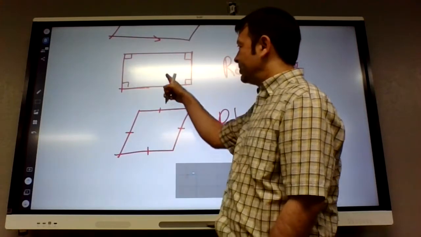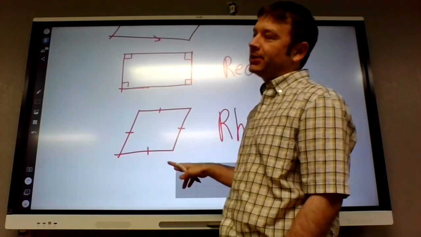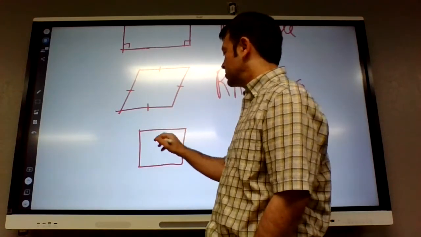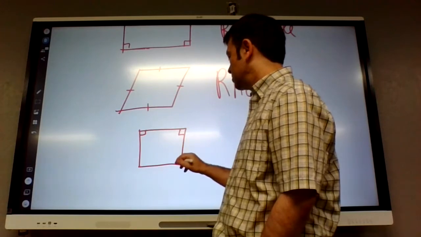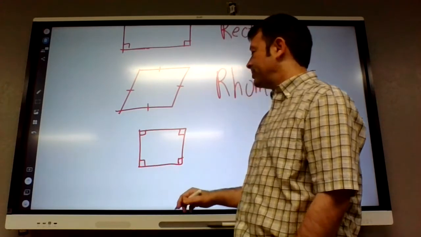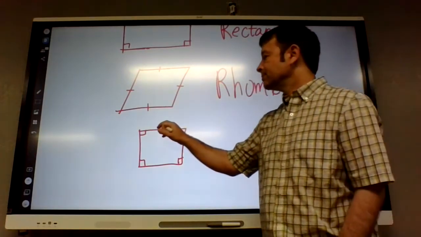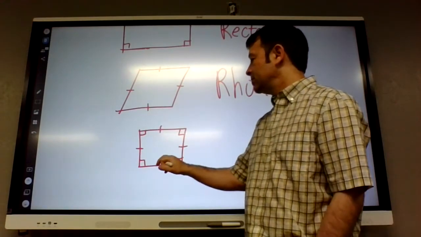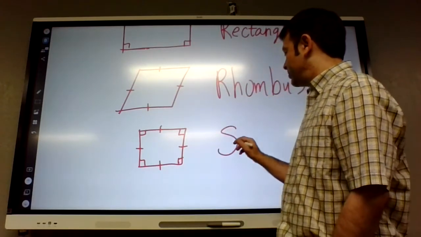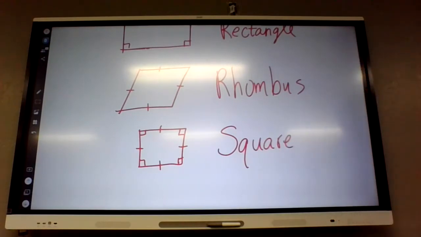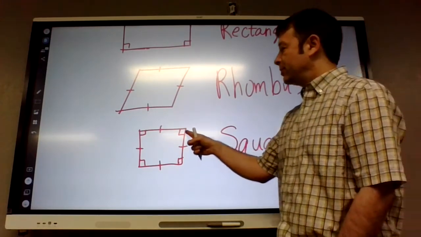What if I make something with 90-degree angles and 4 equal sides? What do I get? A square. Do you remember what something is called when it has equal sides and equal angles? It's called regular. So a regular quadrilateral, we gave it a special name, square. So does a square just mean it has 4 equal sides? No. It has 4 equal sides and 4 equal 90-degree angles.